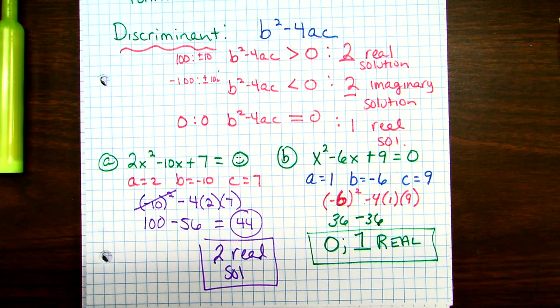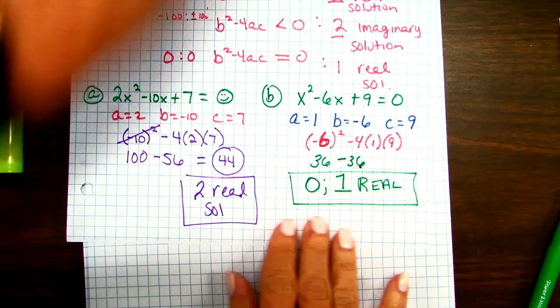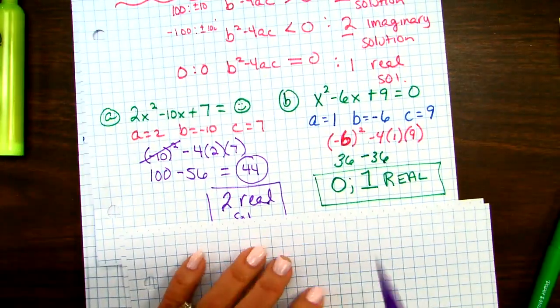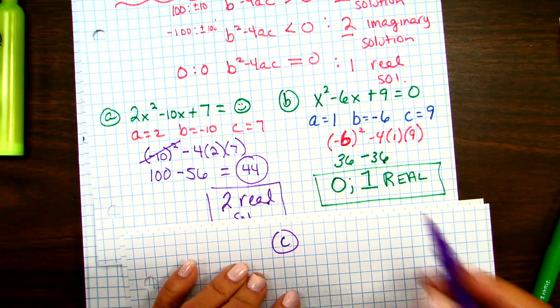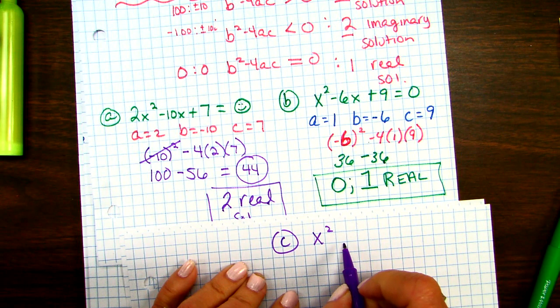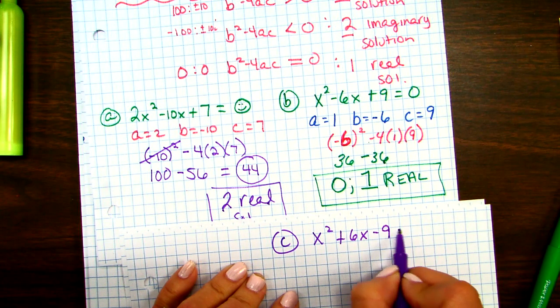Here's how, you know, I'm going to do one more so you guys can see. I'm going to do this same problem, and I'm going to change a sign in it, okay? I'm sorry, I can't fit it. Let me try to see it right now. So let's call one c. If I did x squared, no, that's not going to work. Yeah. Plus 6x minus 9.